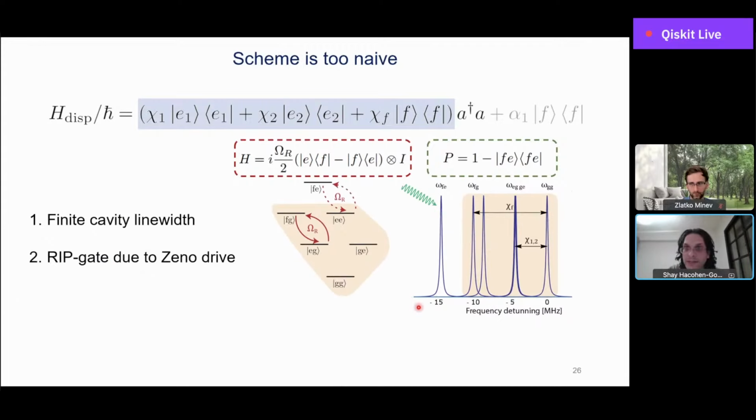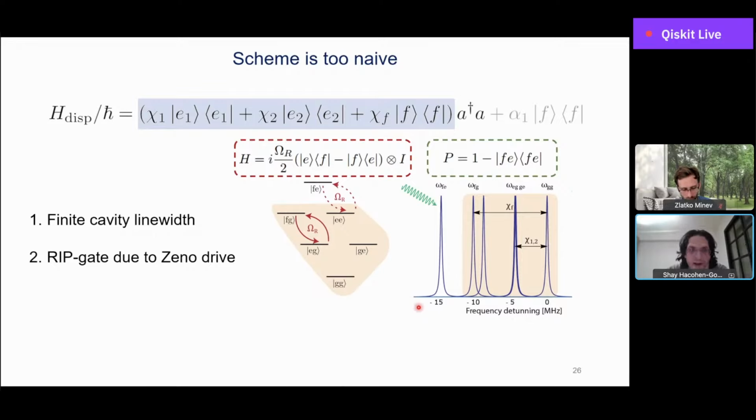But really, the scheme is too naive. This is not the full story, and there are two important things that we need to consider here. One is the finite cavity linewidth, and two is something called a ripple that evolves. For those experts, they can already understand what is going to go on here, and I'll show how we're going to deal with that.